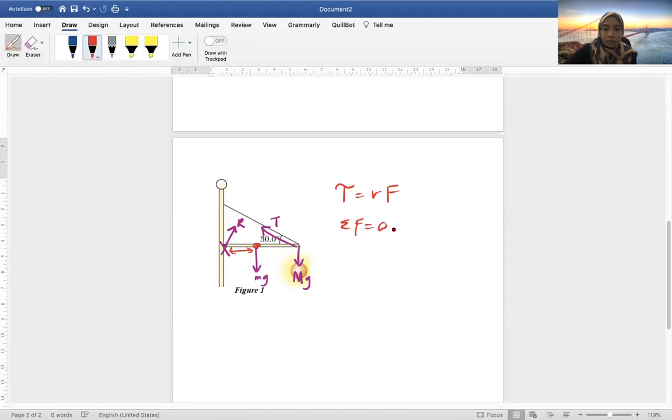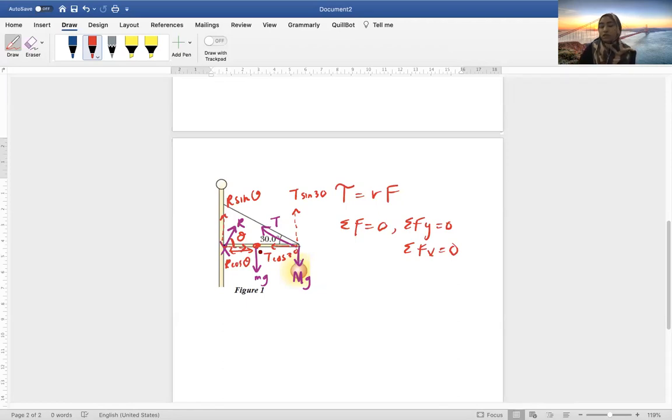F net equals 0, or Fy equals 0 and Fx equals 0. So what is acting in the y direction? We have T sine 30. And in the x direction, I have T cosine 30. In the y direction, I have mg going down, and I have capital Mg going down. And this part, I have R sine theta, provided that the angle is theta here. And this guy is R cosine theta.